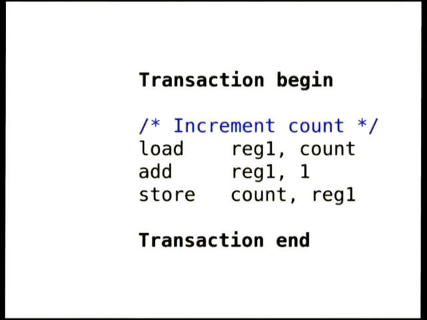So what does this look like in our pseudo-assembler? Well, it looks very similar to what it did with our locking. So we begin a transaction, we do our load, add, store, and we end our transaction. And anyone doing the same thing on a different CPU won't be able to race. We'll be able to see any collisions between the two.